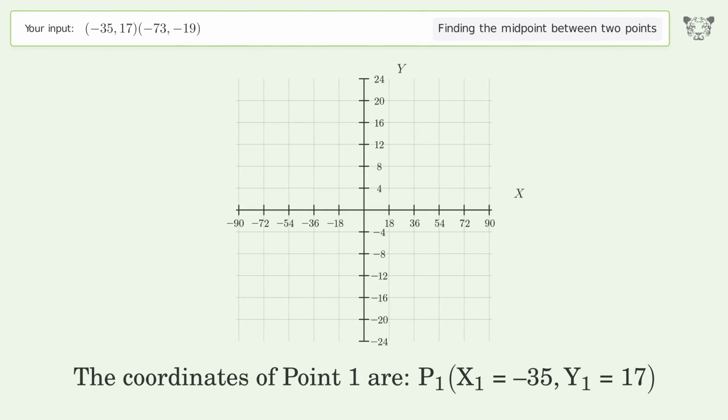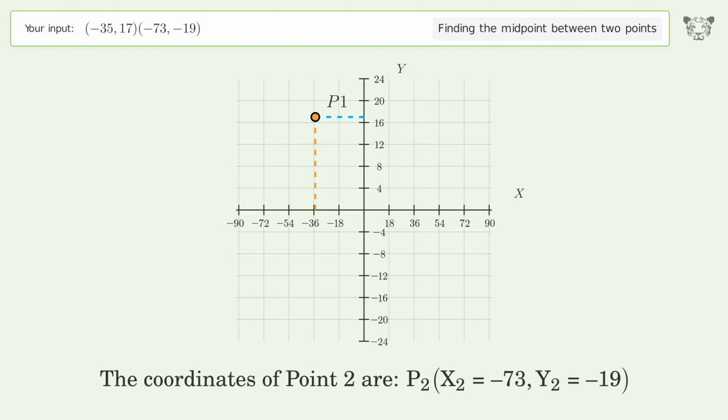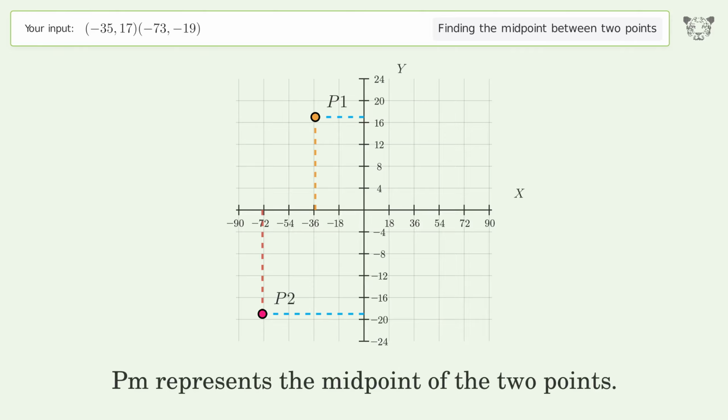The coordinates of point 1 are, x1 equals -35, y1 equals 17. The coordinates of point 2 are, x2 equals -73, y2 equals -19. PM represents the midpoint of the 2 points.